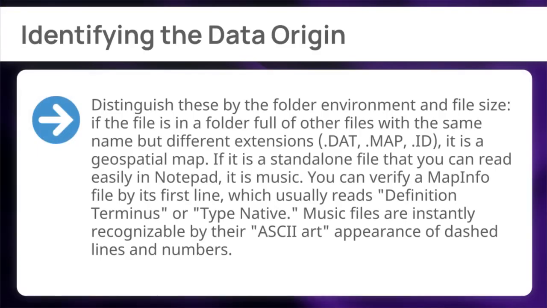If the file is in a folder full of other files with the same name but different extensions, DAT, MAP, ID, it is a geospatial map. If it is a standalone file that you can read easily in Notepad, it is music. You can verify a MapInfo file by its first line, which usually reads Definition Table or Type NATIVE. Music files are instantly recognizable by their ASCII art appearance of dashed lines and numbers.